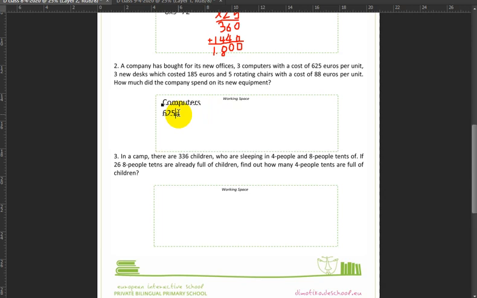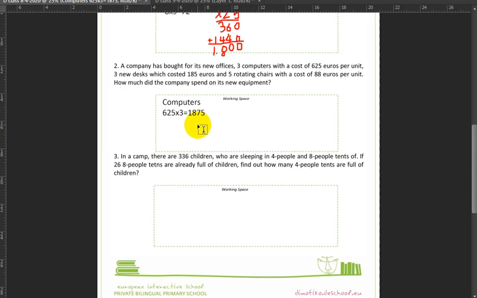I'm actually going to write it like this because since the second number I'm multiplying with is only 1 digit, I don't even have to write this vertically. I can actually do this horizontally just by saying 3 times 5 makes 15. So I'm going to write 5, carry 1. 3 times 2 makes 6, plus 1 that I carried over makes 7. And 3 times 6 makes 18. So the total amount of money spent on the computers is 1,875 euros.